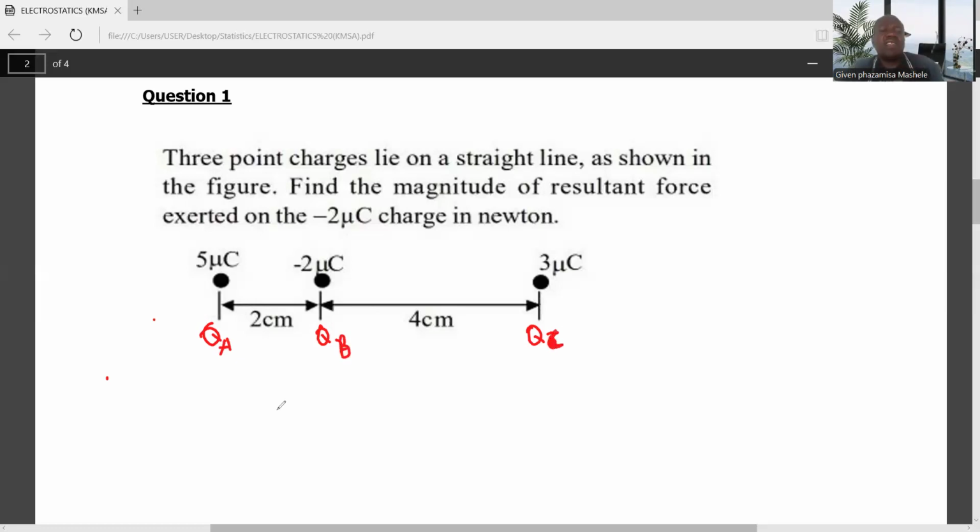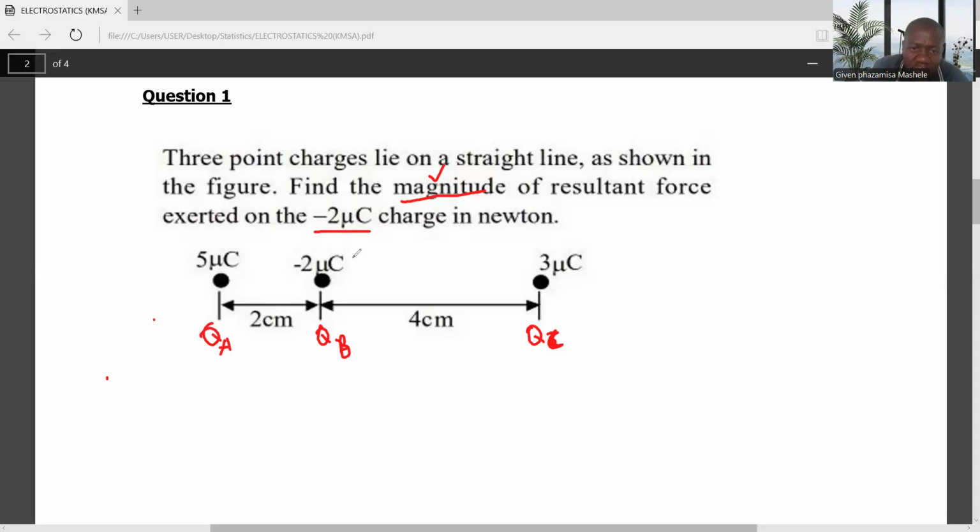Okay, so we are given 3-point charges that are in a straight line. The question says find the magnitude. You see here they're being specific. They want the magnitude, so there's no need to specify the direction. But if they say find the resultant force without saying whether it's magnitude, it means you must also determine the magnitude and the direction. So here it says find the magnitude of the resultant force exerted on the -2 microcoulomb charge in Newton.